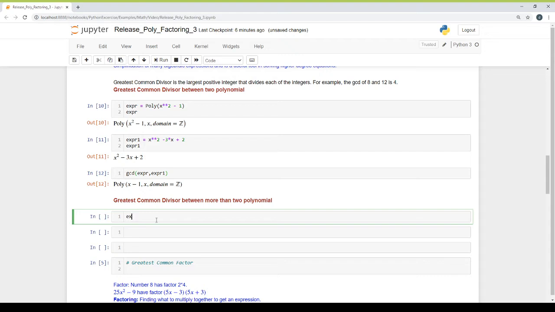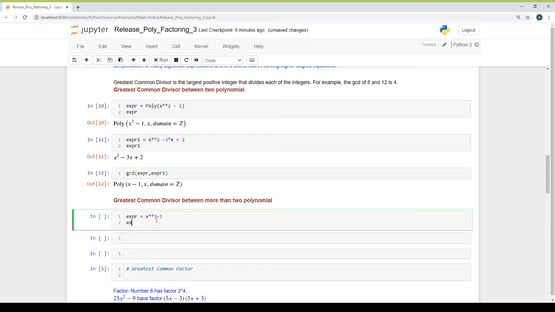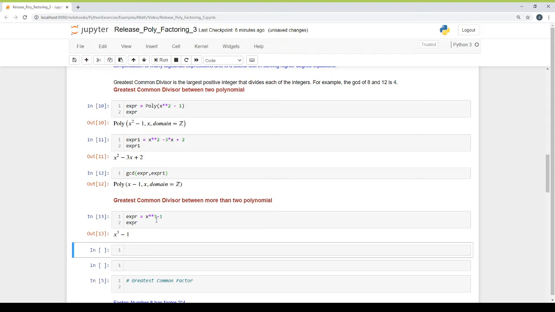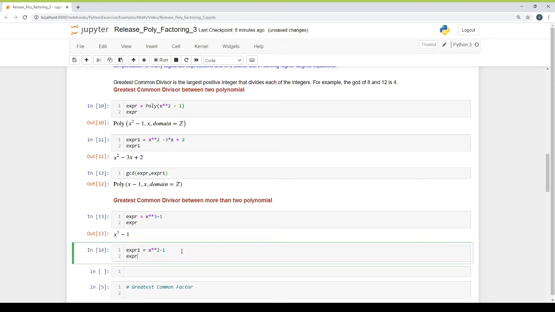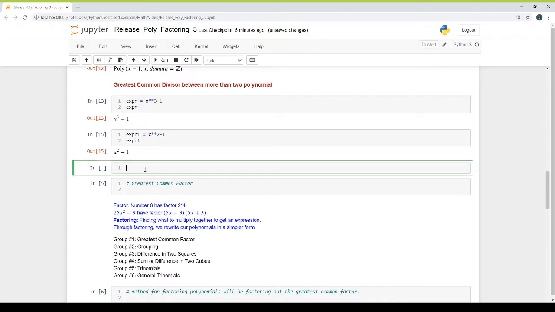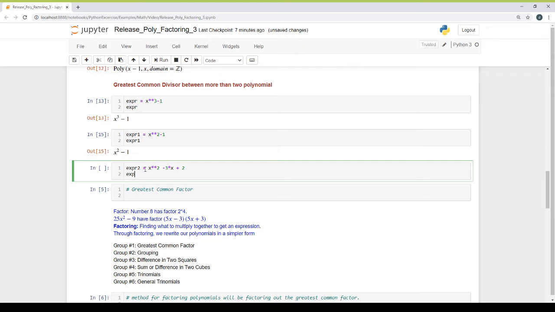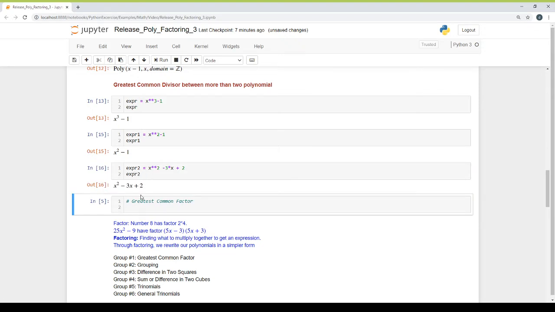Let's try it in Sympy. Expression is equal to x cube minus 1. Shift enter, it's x cube minus 1. Now define the second expression, expr1 is equal to x square minus 1. Shift enter, let's print it also, it's x square minus 1. Expression number 3, expr2 is equal to x double star 2 minus 3 into x plus 2. Print expr2. Shift enter, x square minus 3x plus 2.